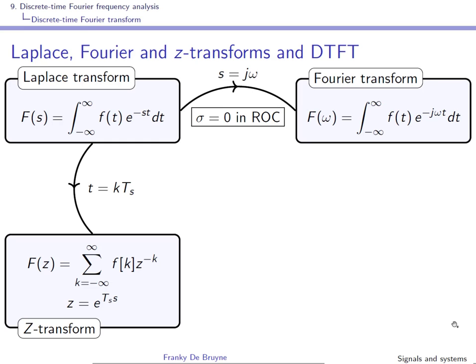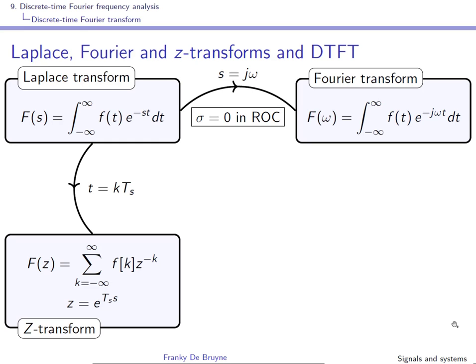Remember that you can obtain the Fourier transform from the Laplace transform simply by replacing s by j omega. Of course, this can only be done if sigma equal to 0, which is the j omega axis, is in the region of convergence.